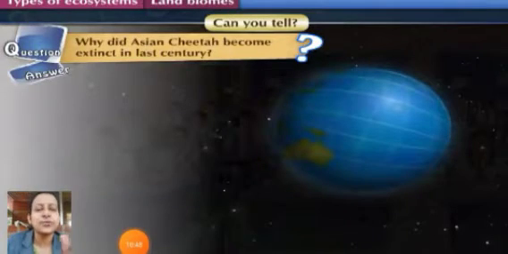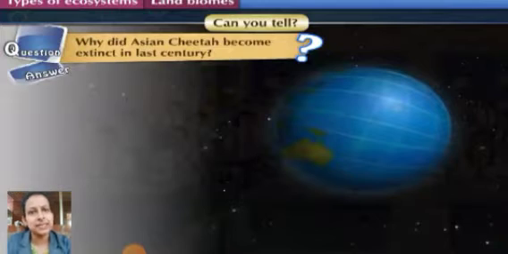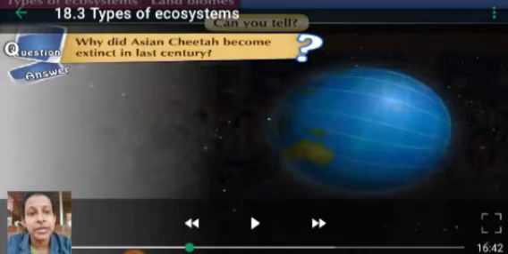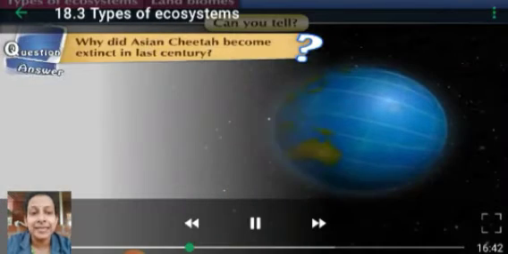Now let us try to answer another question: why did the Asian cheetah become extinct in the last century? So we had the cheetah and now it is extinct. It is also called the Asiatic cheetah or Asian cheetah, which is now extinct. In the last century only it became extinct. So what are the possible reasons for the extinction of this cheetah?